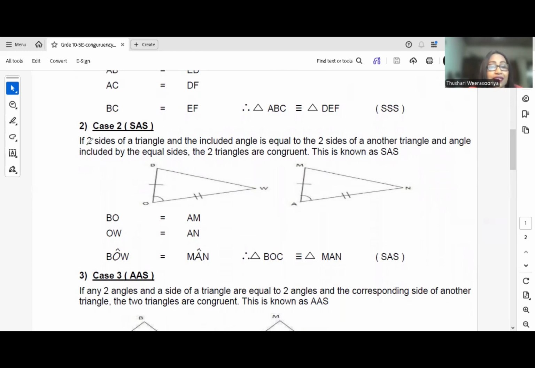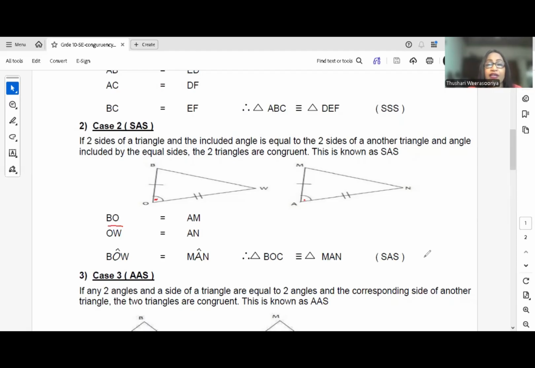Case 2. It says if two sides of a triangle and the included angle are equal to two sides of another triangle and the included angle, this is a very, very important theorem. That is, two sides are there, and the angle should be between the two sides. That is called the included angle. Look at this, BA equals MA, BW equals MN, and this angle is equal to this angle. Therefore, triangle BOW is congruent to triangle MAN. That is SAS, side angle side.